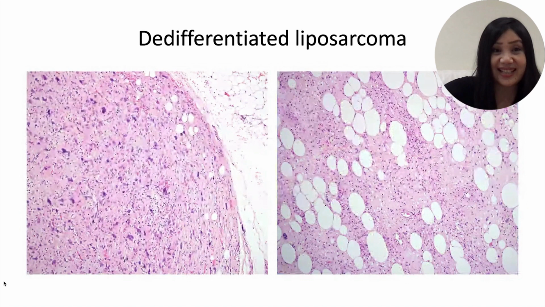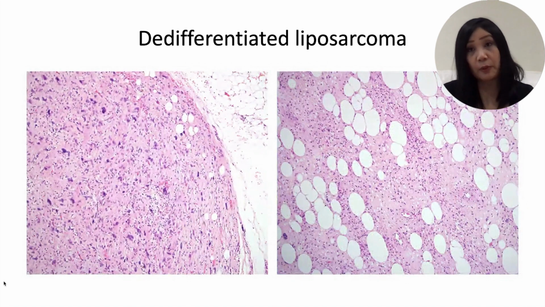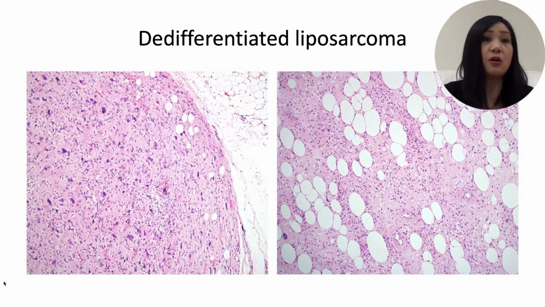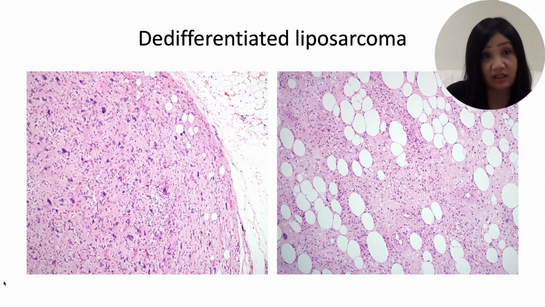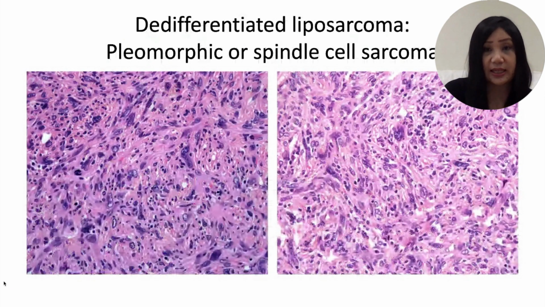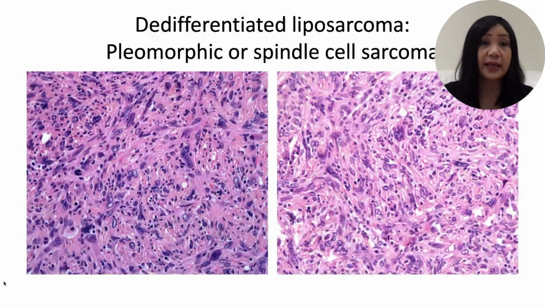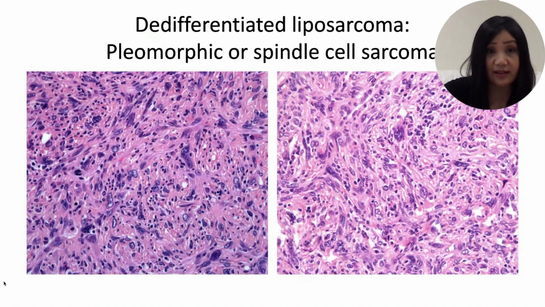So moving on to dedifferentiated liposarcoma. Dedifferentiated liposarcoma is, of course, technically a non-lipogenic sarcoma. So we should not see adipocytic differentiation. And most frequently, as with other dedifferentiated tumours, there is an abrupt demarcation with the well-differentiated component, but more rarely there can be a more subtle intermingling. Dedifferentiated liposarcoma typically has the morphology of undifferentiated pleomorphic or spindle cell sarcoma.